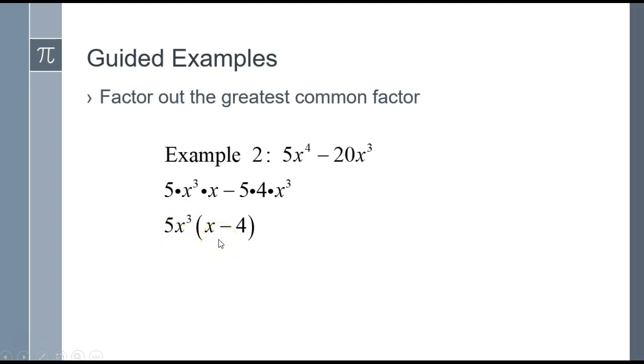Then inside the parentheses, I will still have two terms, but they will be my original terms divided by 5x cubed. So 5x cubed times x over 5x cubed leaves me with the x, and in this term I'm left with the 4. So that is removing the greatest common factor there.